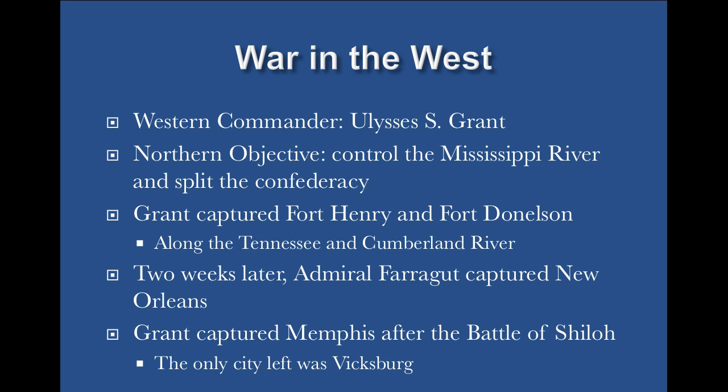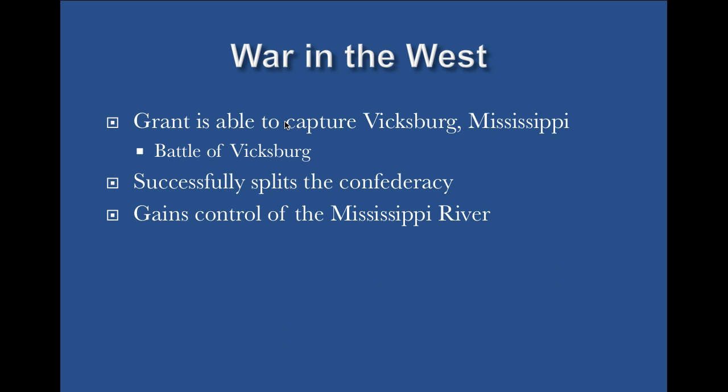So the last city that is needed in order to complete control over the Mississippi River was the city of Vicksburg, Mississippi. After he's able to capture Memphis and New Orleans, Grant is able to capture Vicksburg, Mississippi. With this capture at the Battle of Vicksburg, where Grant lays siege on Vicksburg, he's able to take control of Vicksburg and successfully control the entire Mississippi River.